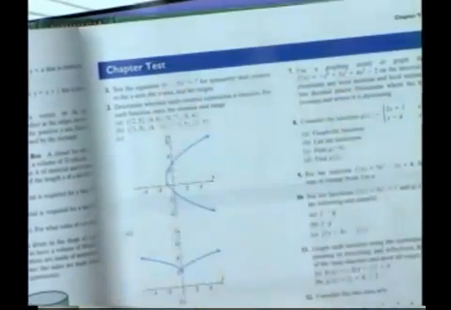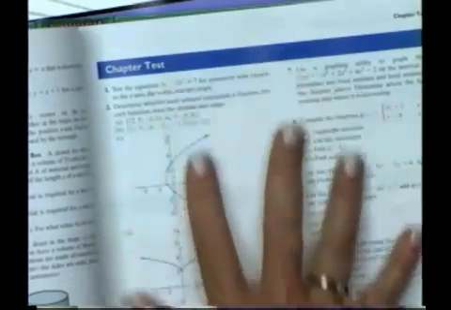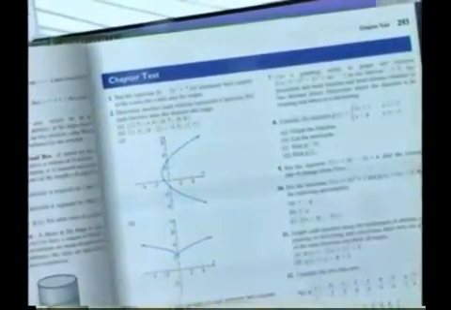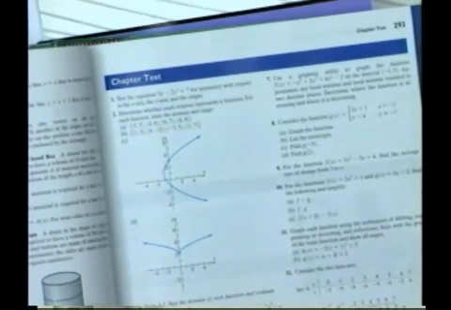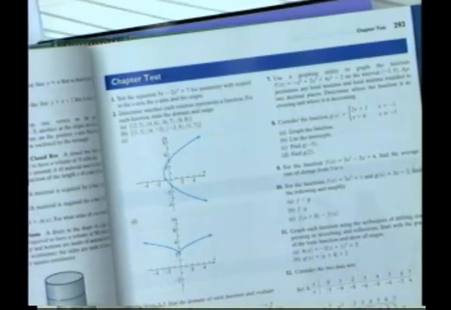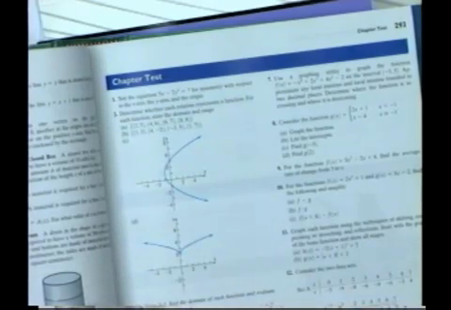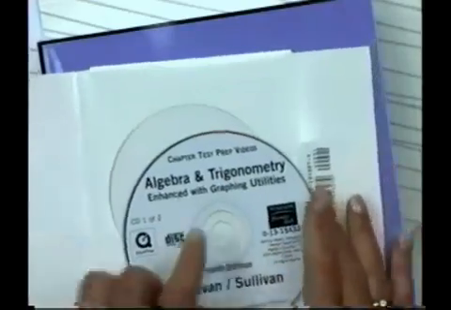So the best way to use this is you work it as a chapter test, and then, of course, the answers are in the back of the book. If you can't still figure it out, then you put in your disk, and it lets you click on the particular problem, and then you will hear somebody work the problem and explain it for you. Isn't that nice? Okay, so these are chapter tests.